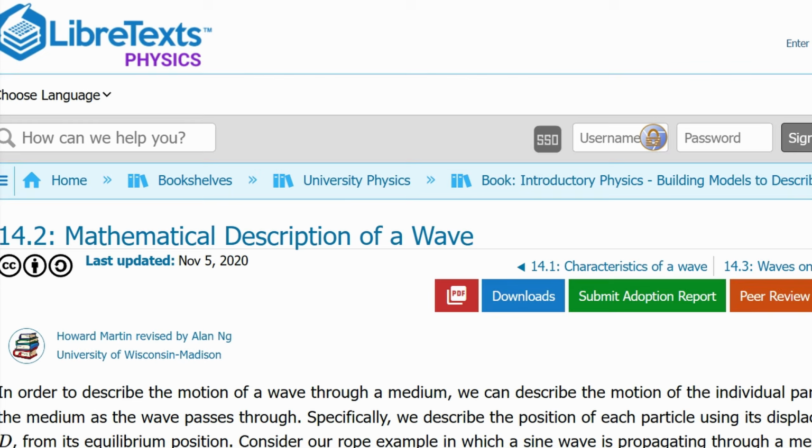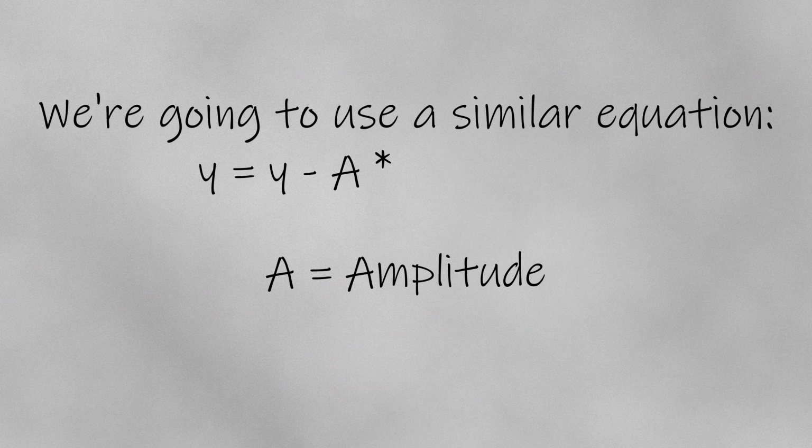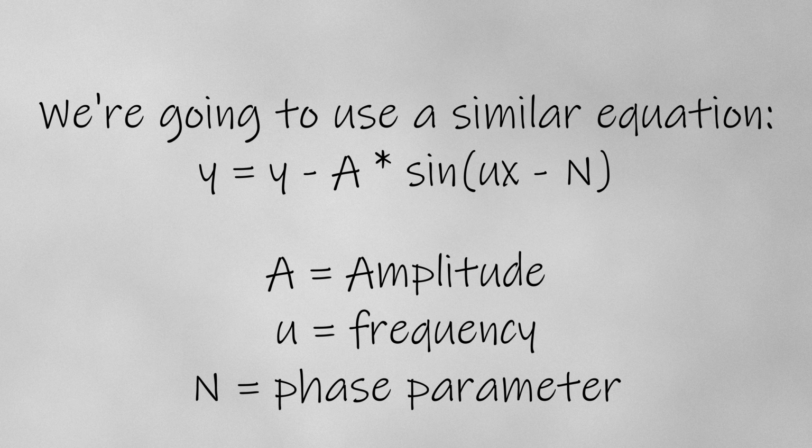For this one, I don't have as clean of a reference point. I kind of played around based on this formula, where the y value should be the y value minus the amplitude times sine of x times the frequency minus n, where n is again the phase parameter, and we're going to do basically the same thing as we just did.